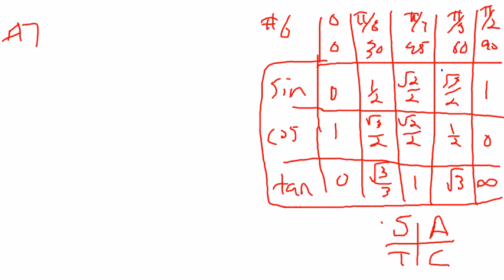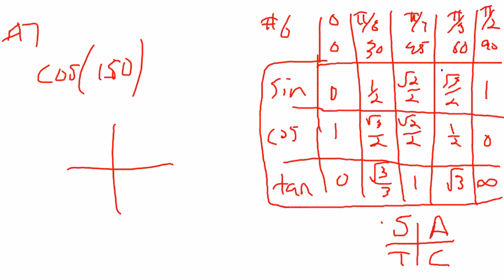Okay, now on to B. B asks us for the cosine of 150. It's a 5, not an 8. So it's positive. The last one was negative, so I went around backwards. So I'm going to go counterclockwise here. 150 takes me into this quadrant.